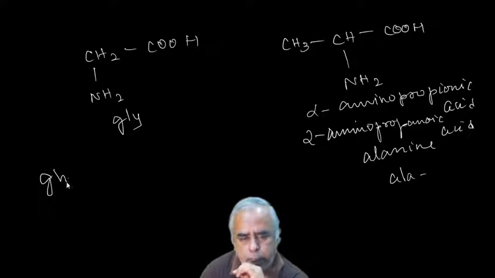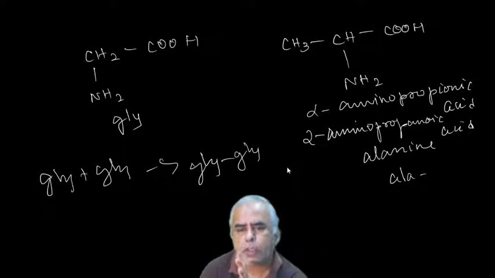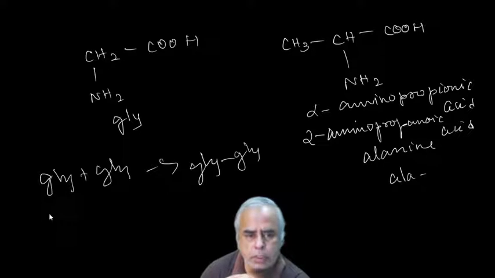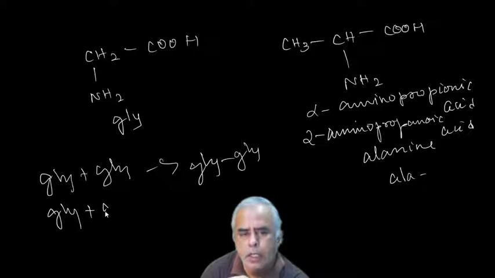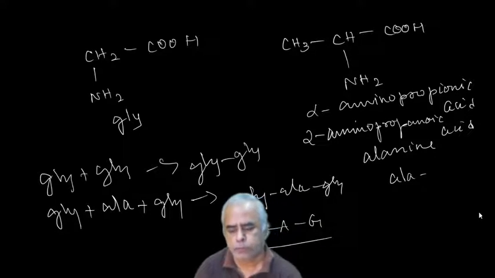So this gly and gly can combine to form a gly-gly peptide. Are you able to follow? So the combination of amino acids results in peptide. So this is a dipeptide. It can be a tripeptide, tetrapeptide, pentapeptide, polypeptide. Are you able to understand this? Similarly, gly and ALA and gly can be combined. So this is a trimer. So it can be called gly-ALA-gly. So likewise, it can be named. And simply you can put GAG. Okay.